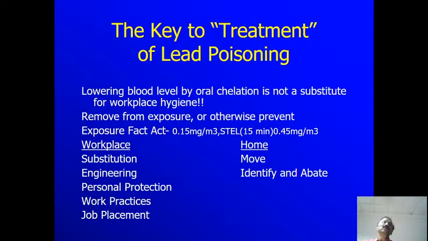And when I talk to you about prevention of occupational diseases, we will talk about substitution, engineering, personal protection, work practices, job placement, all things which should have been taught to you. We don't know whether it has been taught. I'll find out from Dr. Pavan, and we will talk about it. And the Factories Act says that the exposure limit is 0.15 milligrams per meter cube.